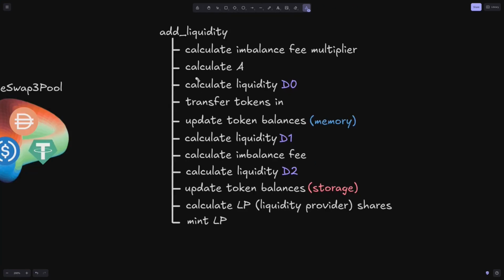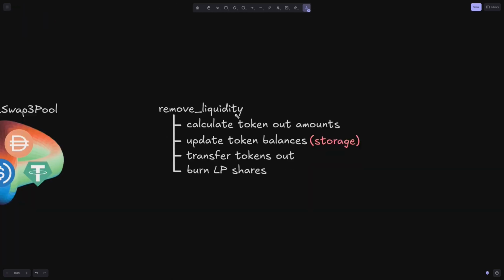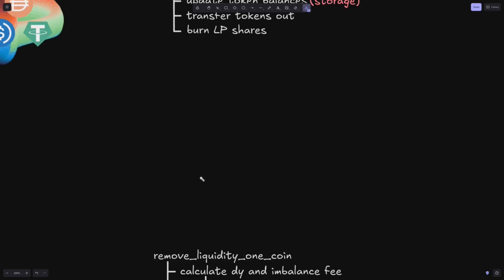Inside the function add liquidity, it first calculates A and then it calculates the liquidity D. And then for remove liquidity, it doesn't need to do this, since the amount of tokens that need to be sent back to the liquidity provider only depends on the LP shares that are burnt and the total LP supply. However, it is different for remove liquidity 1 coin.